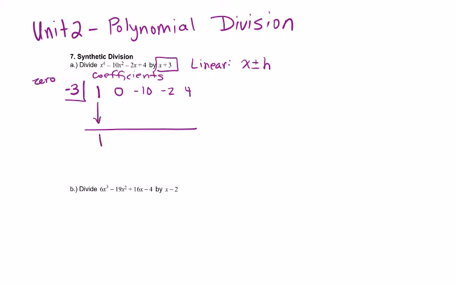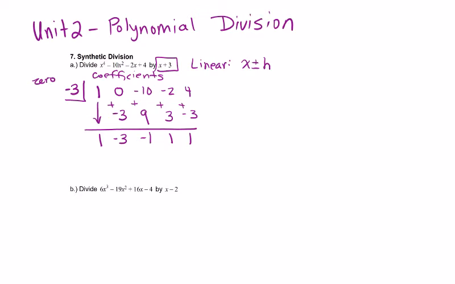We bring down the first number. We then multiply negative 3 times 1 to get us negative 3, and then we add these values together. So 0 and negative 3 gets us negative 3. We then multiply negative 3 times negative 3 gets us positive 9. We add these together, gets us negative 1. We multiply negative 3 times negative 1, that gets us positive 3. Add these together. This is going to get us positive 1. We multiply negative 3 times 1, and that gets us negative 3. We add these together, and this gets us positive 1.